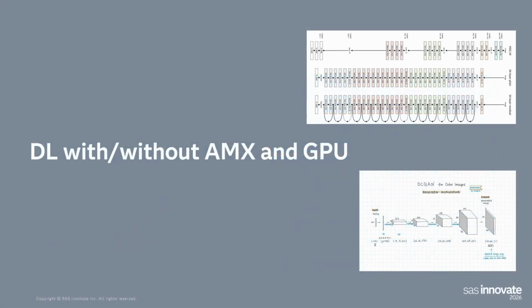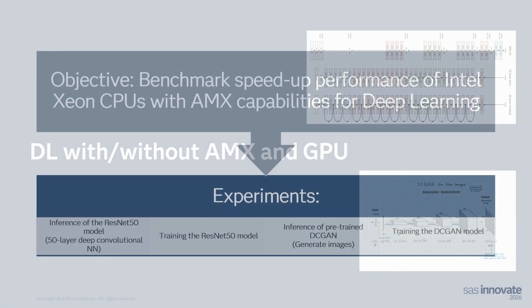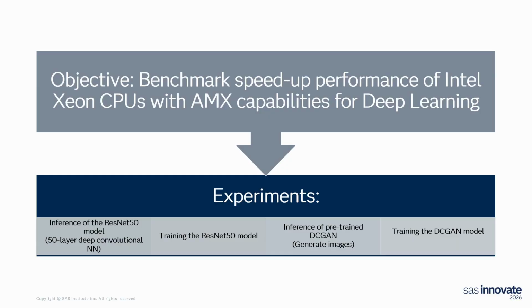So I'm going to switch to deep learning, and this is a team that works on edge computing. This was not in VIA, but the summary and the results should still translate. And this team focused on ResNet and DC GAN, both training and scoring.